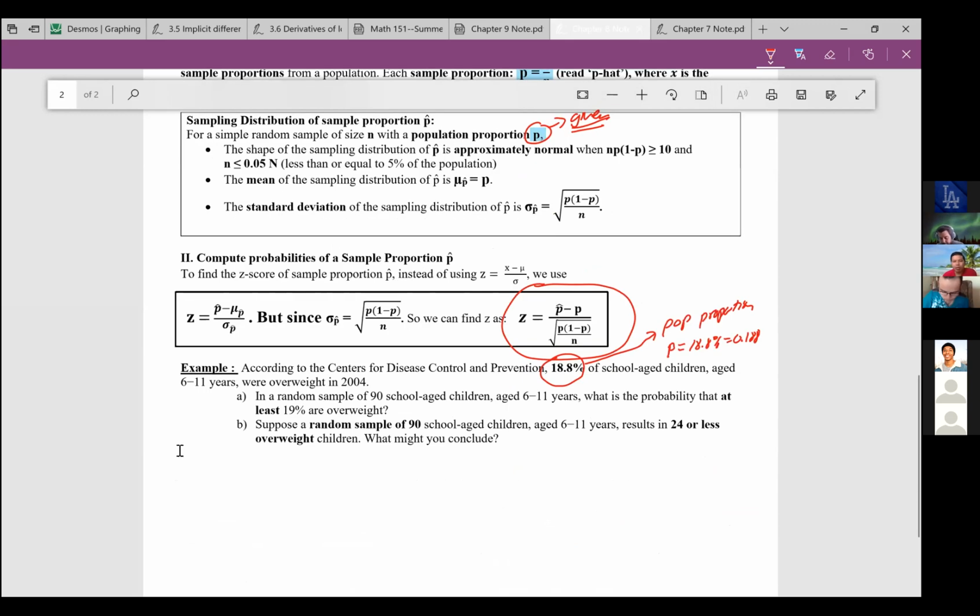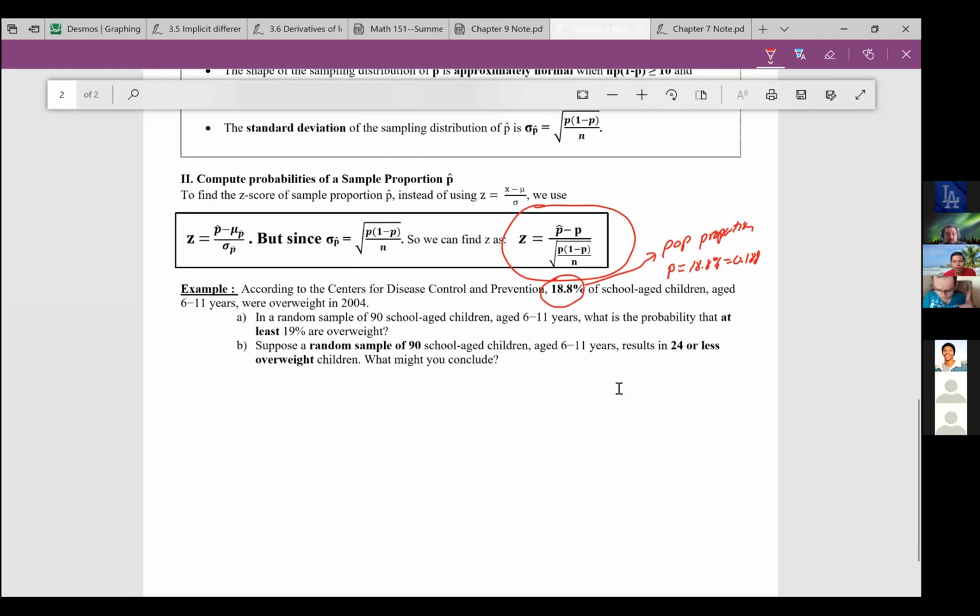All right, so that's why when you see here, Grayson, according to the Center for Disease Control and Prevention, 18.8%. So they renew that. So that will be for the whole population, yeah? All right, now, so that might be p, right? In a random sample of 90, right? So now you do your own research, right? So this one here, talk about n equal to 90.